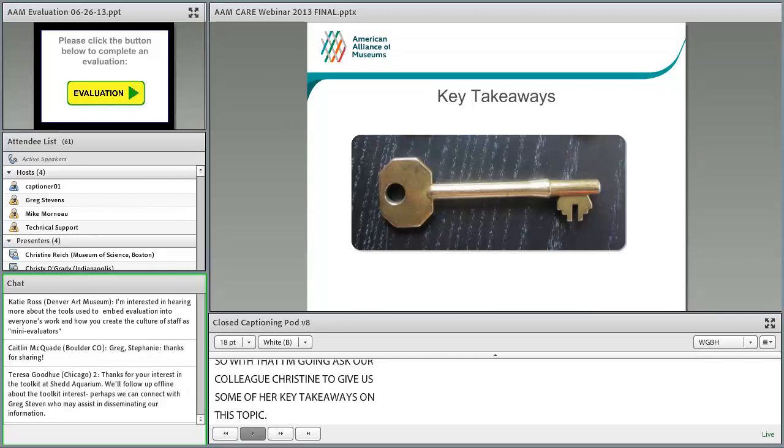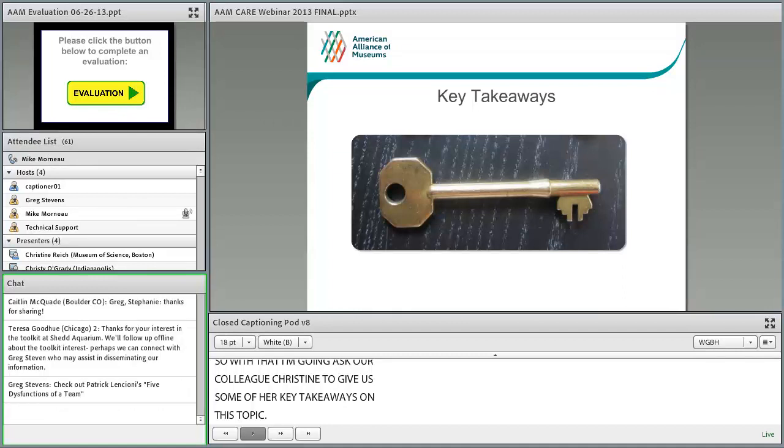And Matt, I know that you shared something in the chat box as well. I was actually responding to one of the earlier questions about just some good resources, introductions to evaluation in museums. So I put one book and a couple of websites to think about.